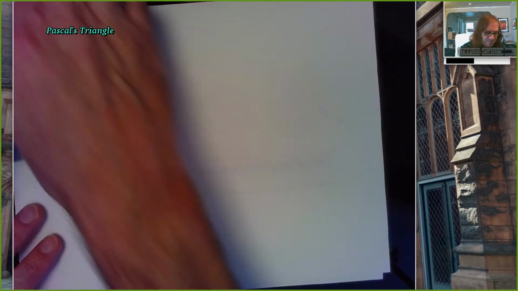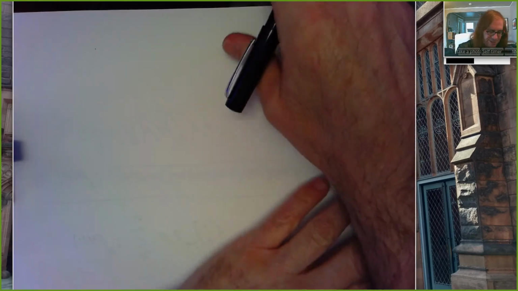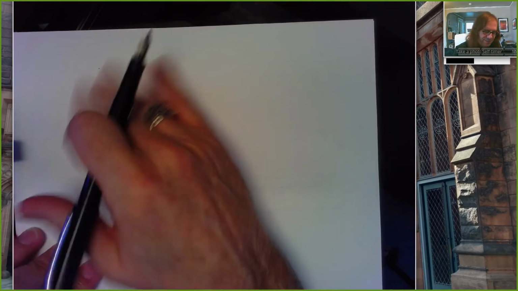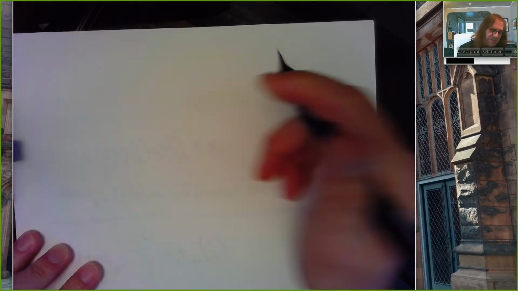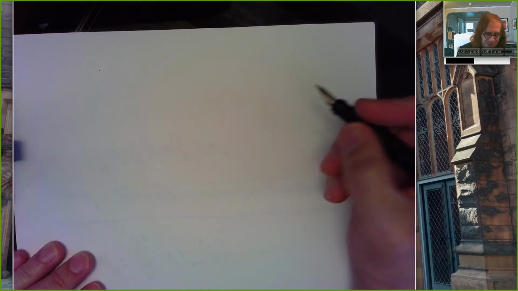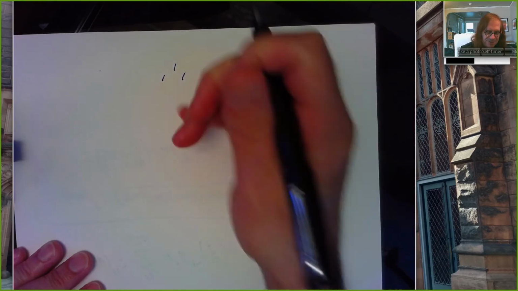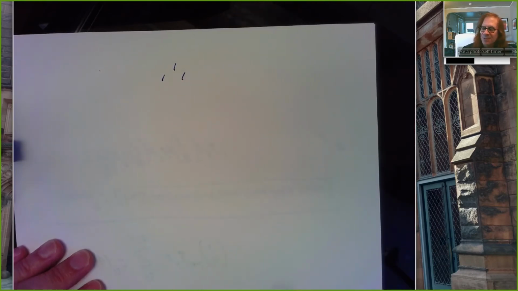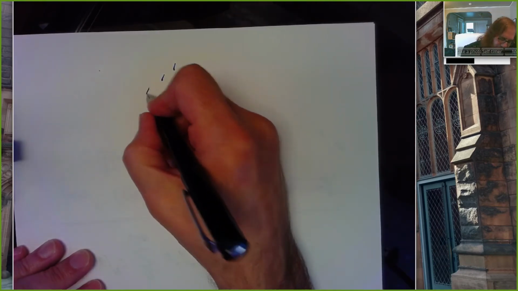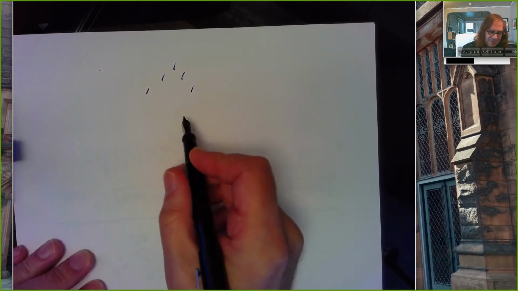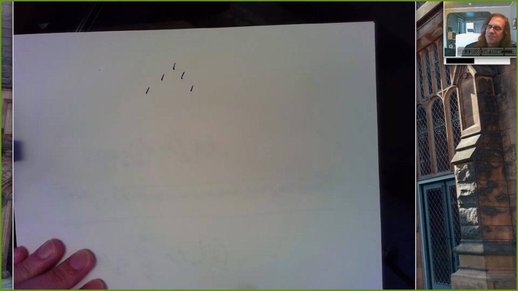So, Pascal's triangle. Pascal's triangle is this structure that you get. You can draw this pretty easily without doing a whole lot of work. Start off with a 1. And on your next row, put down a pair of 1s. Now, each row is going to be one number longer. And each row is going to begin and end with a 1. And in between, I'm just going to write down the sum of the two numbers above it.